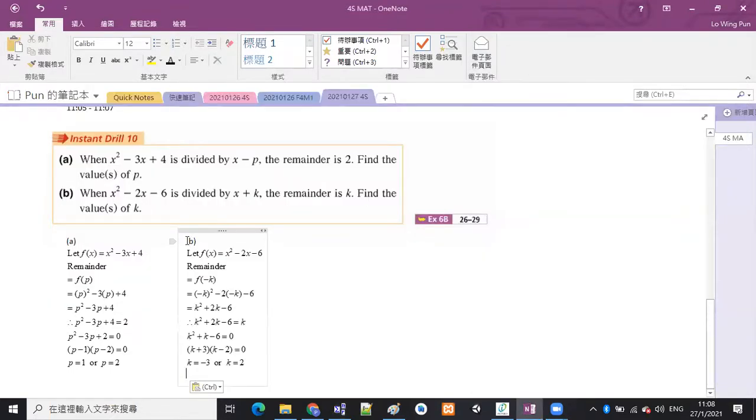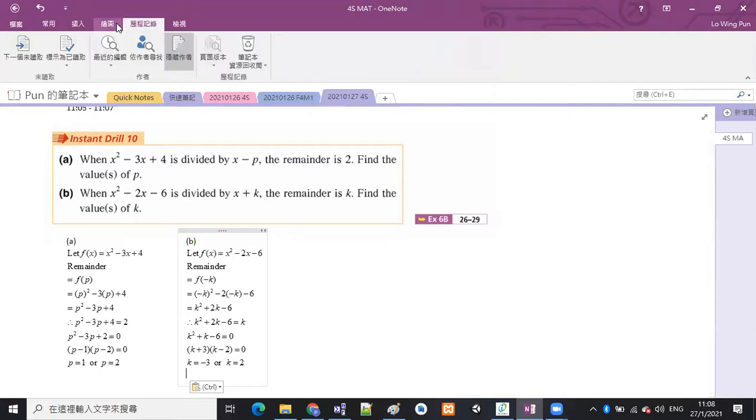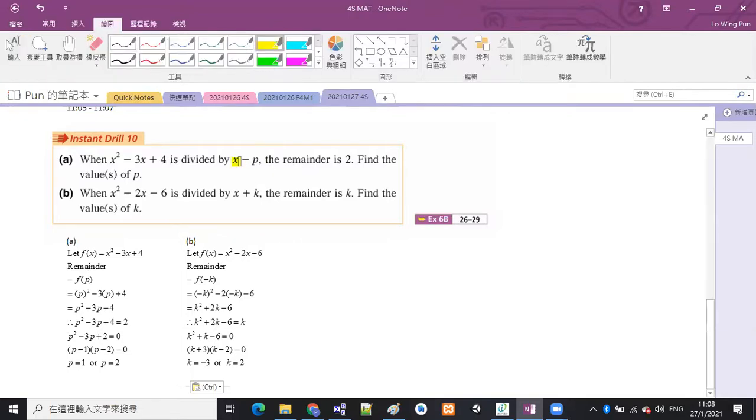Alright, you may check the answers. So in part A, when x squared minus 3x plus 4 is divided by x minus p, the remainder is 2. Since the quotient is not involved, we use the remainder theorem. So the remainder is equal to f of a number. What number? We just need to focus on the divisor, which is x minus p. You put x minus p to be 0 in the draft, and it is very easily calculated to be x equals p. So p is the number that you need to put into f(x) to calculate the remainder.